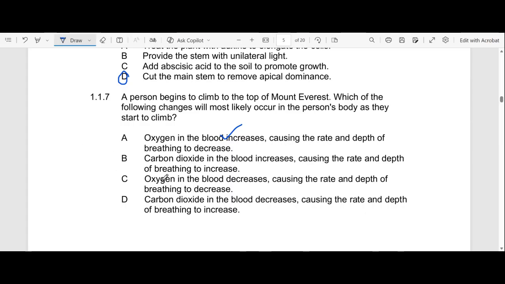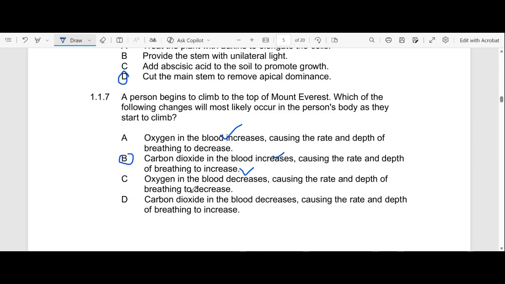Now let's go to B. Carbon dioxide in the blood increases. Yes. Obviously, if you have less oxygen in the blood, carbon dioxide will increase, causing the rate and depth of breathing to increase. So our possible answer is B, but let's go through the other options.